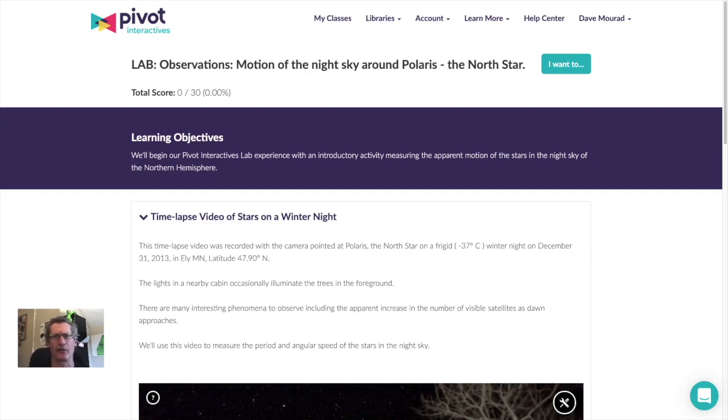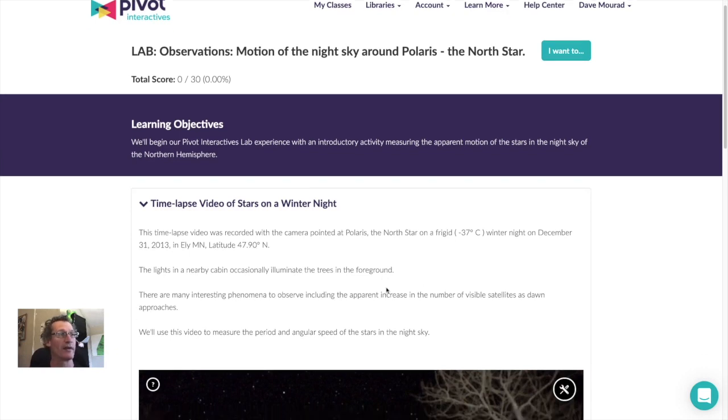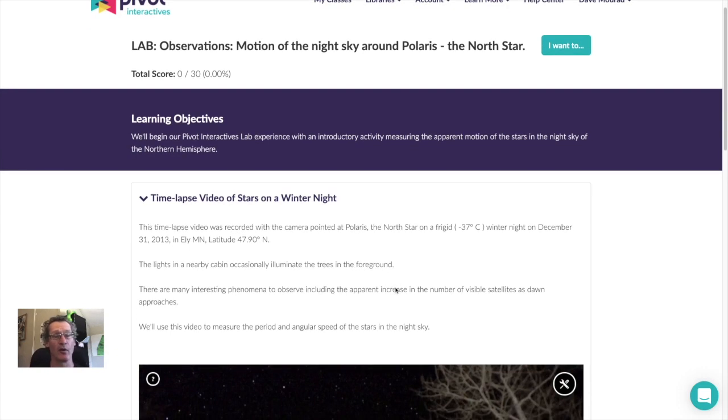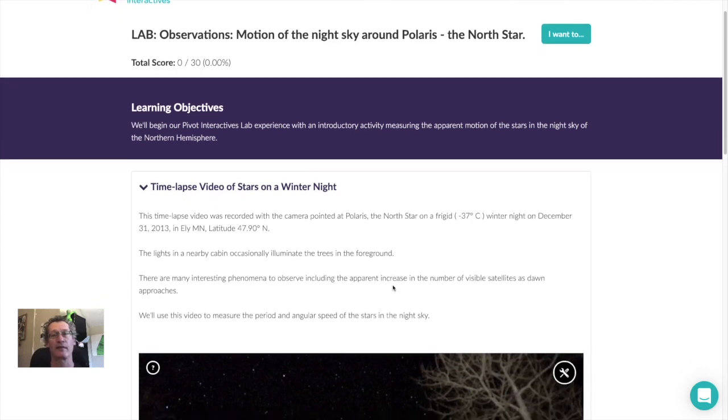Okay, we have learning objectives. Our learning objectives in this case are to introduce the system to you and also measure the apparent motion of stars in the night sky, and that includes planets and all the constellations around a point in the sky. Pivot Interactives uses video footage that we can control and analyze. In this case, we have time-lapse video of stars on a winter night. This was recorded in Ely, Minnesota in 2013 at a latitude of 48 degrees north.